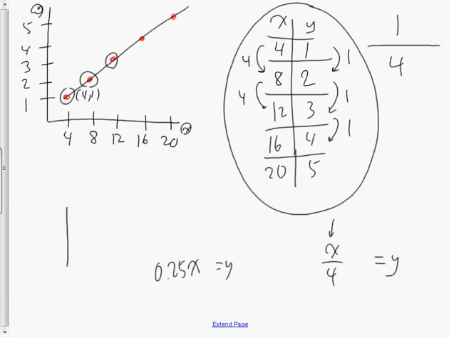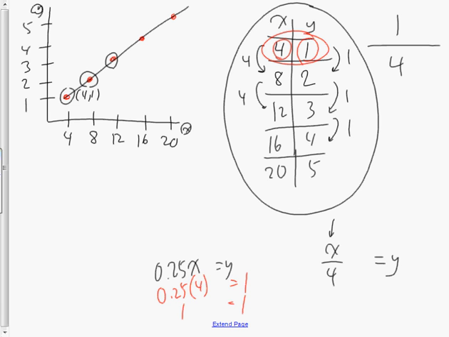Okay. So once you figured out your coefficient, the next part you have to do is figure out if there is a constant. The way we do that is we take any of the ordered pairs. I'm going to always take the first one, and I take my equation and I substitute the x value in the equation, and I substitute the y value in the equation. So 0.25 times 4 would be 1. And then I see if both sides are equal.